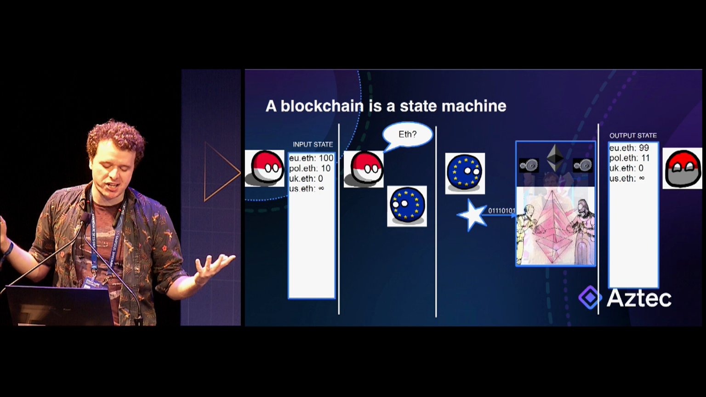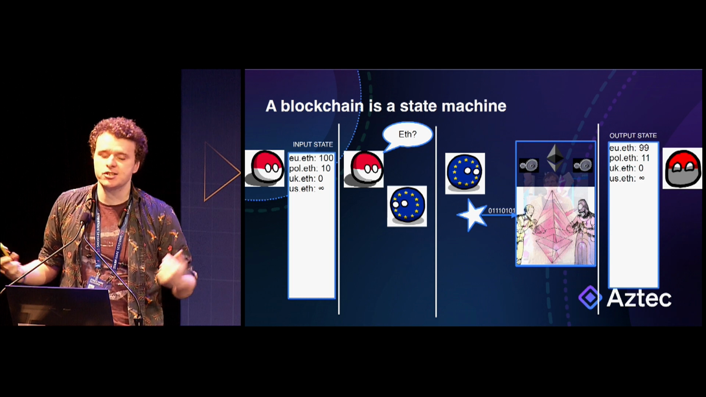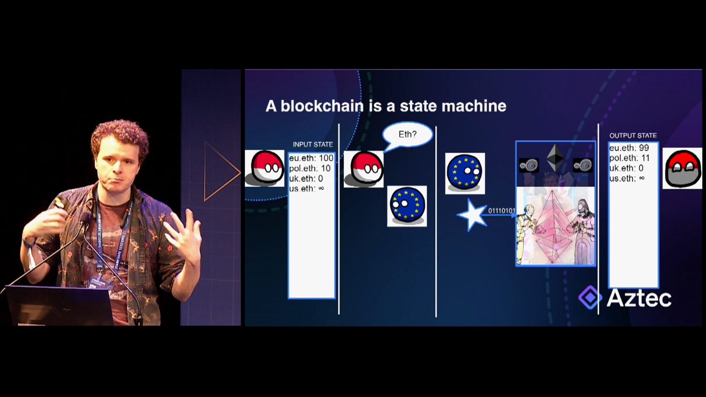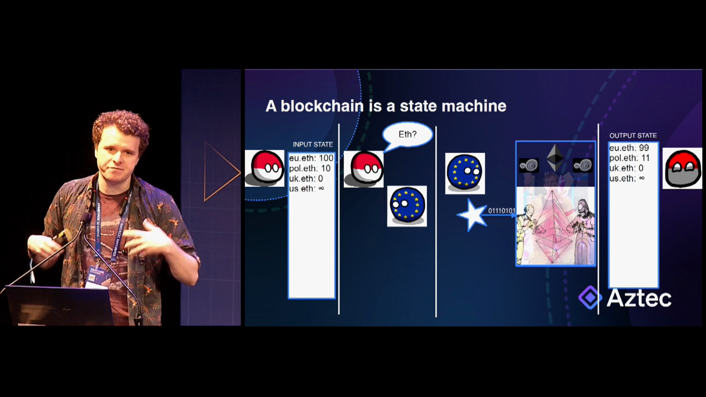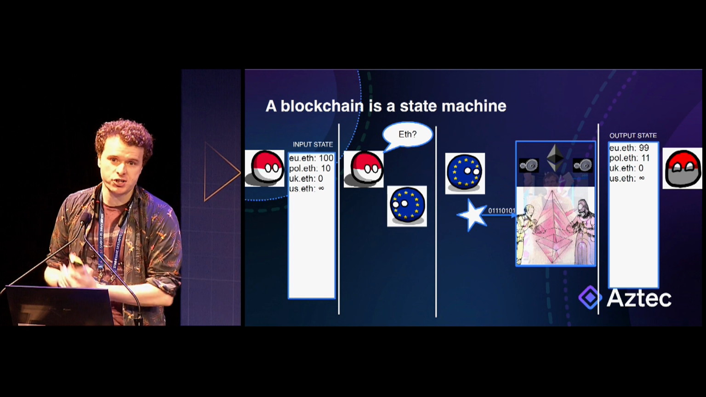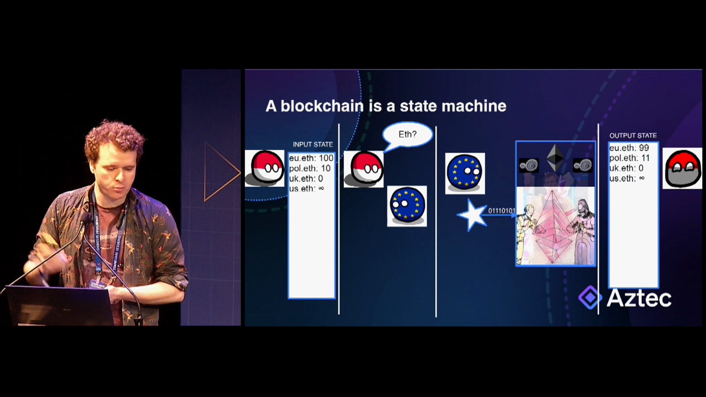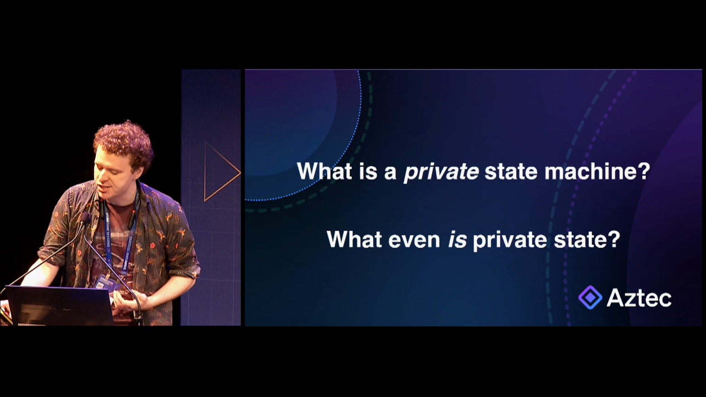But essentially, it's a state machine. You have some input state. You send a transaction. You have some mechanism, some protocol that verifies whether the transaction follows predefined rules and will update the state based on those rules. That's all it is. It's pretty simple at its very core. But we want private state. We want a private state machine.